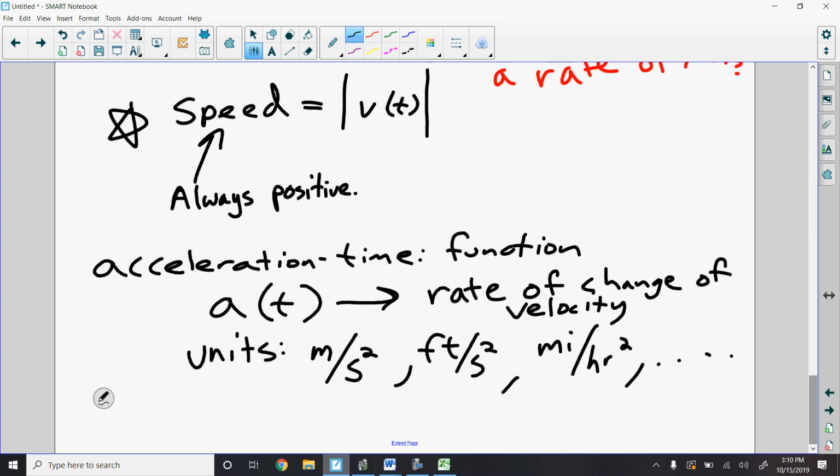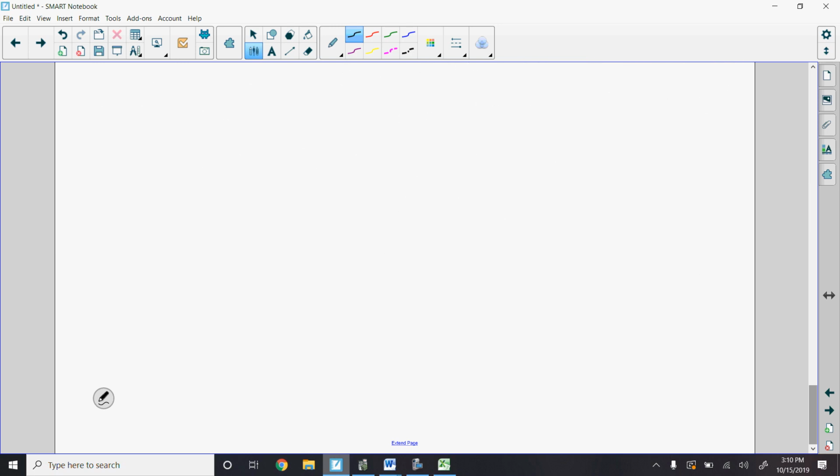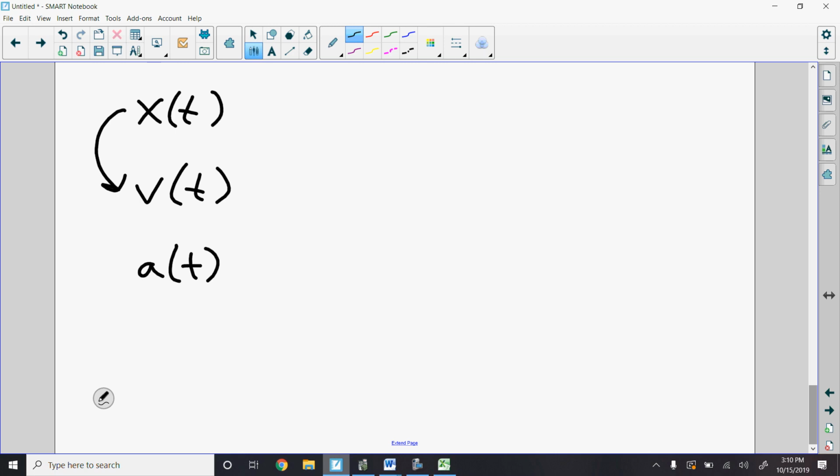Okay, the last piece of information for this video is how we can use calculus to move between these three functions. Here's how we go. x of t is position, v of t is velocity, a of t is acceleration. To move down the ladder here, we just use derivatives. So to get from a position function to a velocity function, I take the derivative with respect to t. To go from velocity to acceleration, I take another derivative with respect to t.